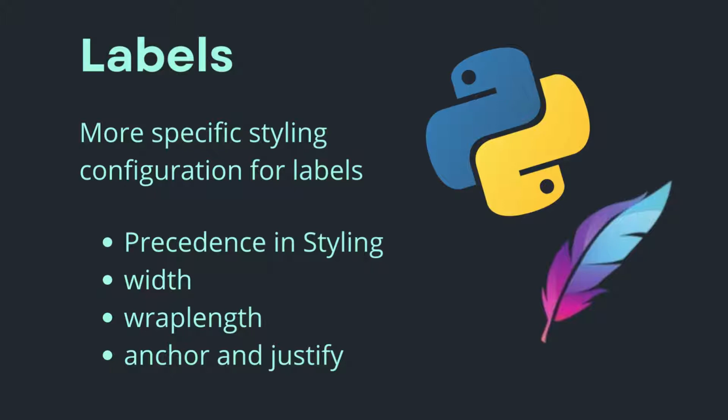We're going to build up on our last video about labels. Today we're going to be talking about more specific styling configuration for labels. So the topics are going to be precedence and styling. This is basically just a difference between the styling template that we create with the style class and the configuration that we can have more personal for every label. And then after that, we're going to talk about width, wrap length, anchor, and justify.